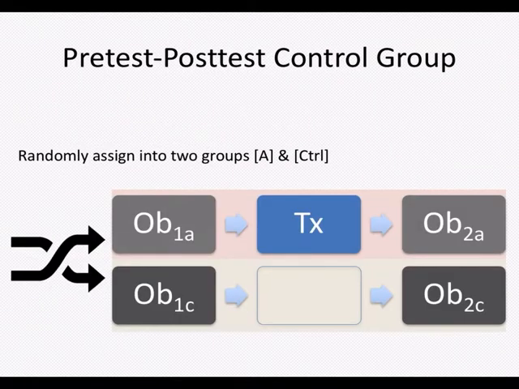So this is a graph, a figure that sort of illustrates this pre-test, post-test control group design. People are randomly assigned to two groups, and one has one treatment, the other is a control group, or it can be another kind of treatment, and we observe, measure over time.